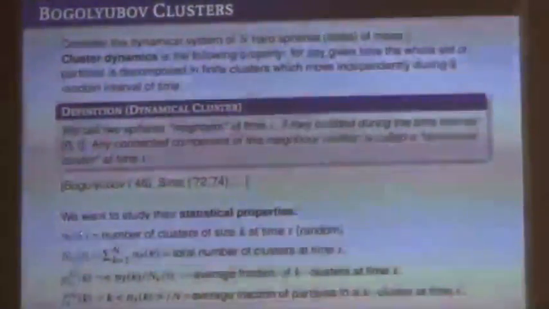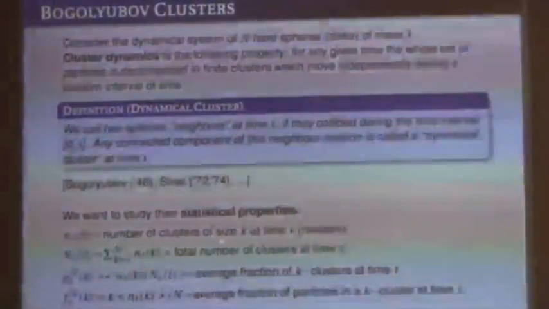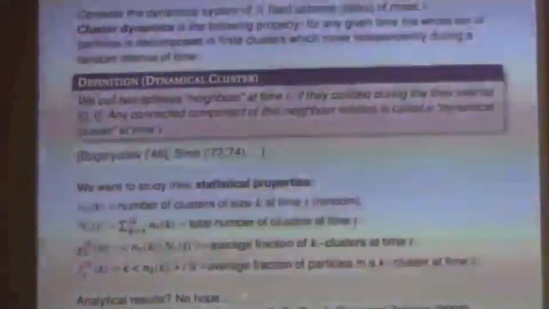I want to study properties of these dynamical clusters in the low density region. We want to study the statistical properties of these objects. So, for instance, the number of clusters of size k at time t, or the sum, which is the total number of clusters at time t, and then you introduce a distribution, which is simply the average fraction of clusters of size k at time t, or the average fraction of particles in a k cluster at time t, and so on.